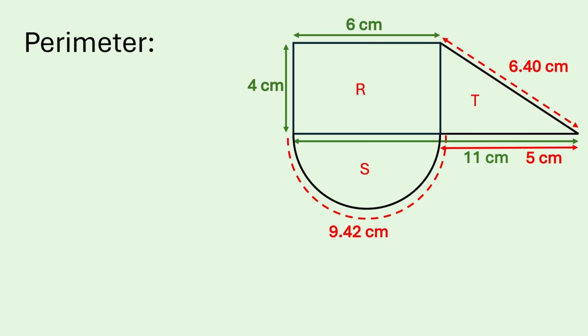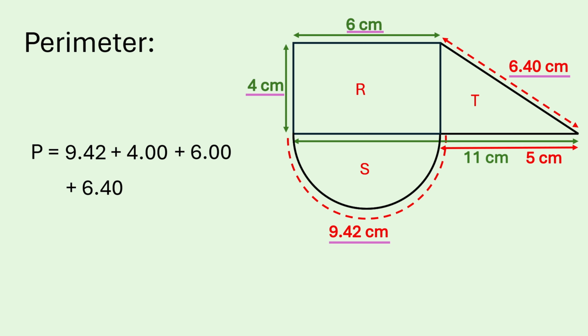Now, we can add all the outer sides to find the total perimeter. So, the perimeter P equals 9.42 centimeters from the semicircle plus 4 centimeters plus 6 centimeters plus 6.40 centimeters plus 5 centimeters. Altogether, the perimeter of the composite shape is 30.82 centimeters.